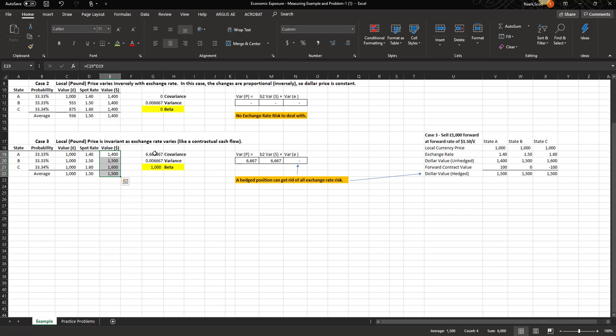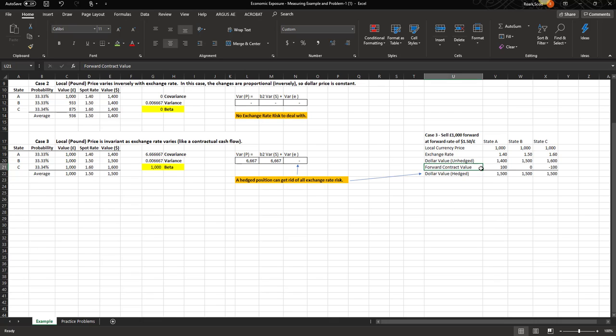We can do the same calculation, find out the covariance of the spot rate with the dollar value of the asset, divide that by the variance of the exchange rate, and that gives us this beta coefficient. In this case, it's 1,000. That tells us how much we should hedge. And if we go over here and we hedge 1,000 pounds, we sell it at a rate of $1.50. We go through the calculation we did in the other video, where we see this is basically the same information that's captured over here.